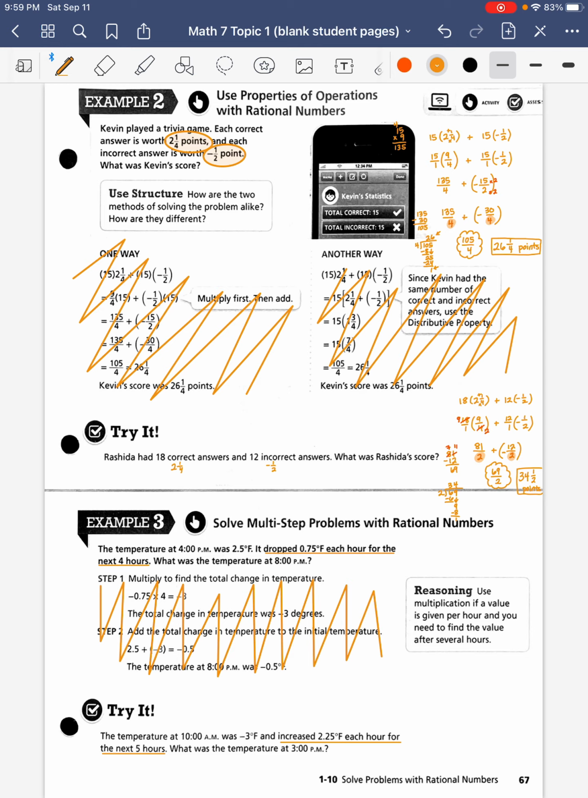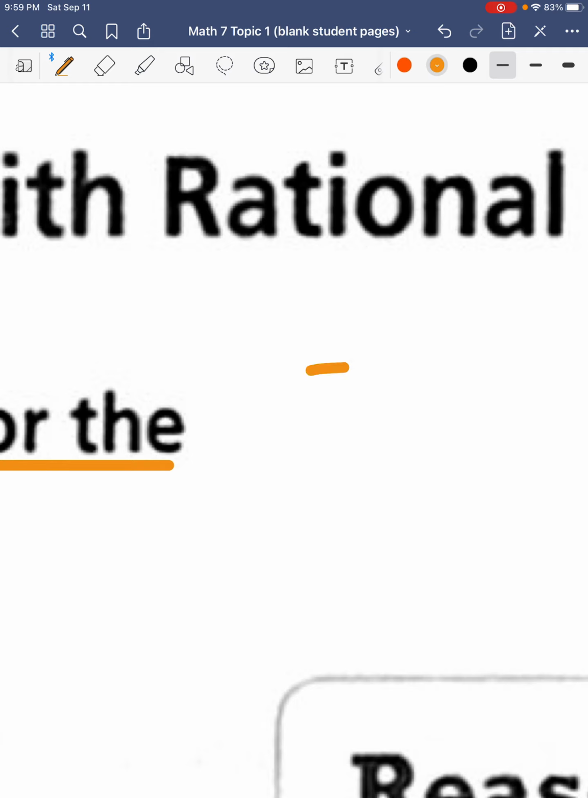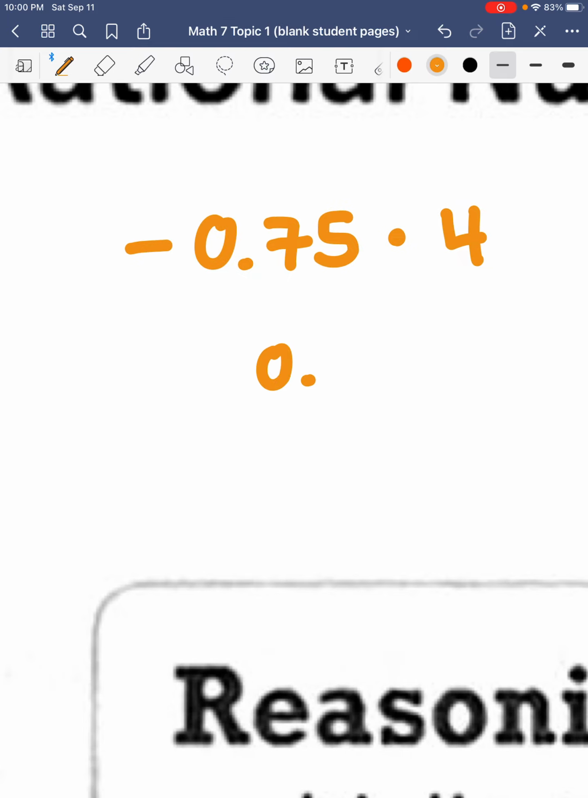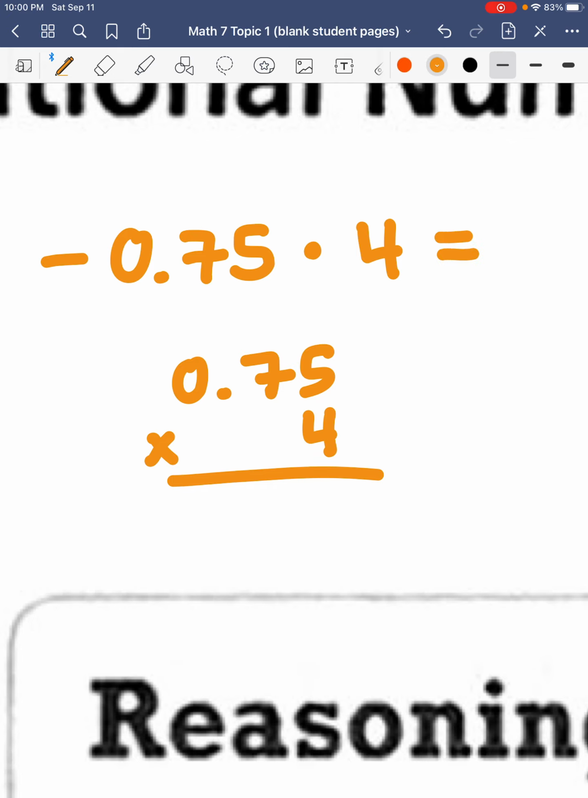So I know it drops 0.75 degrees. So because it's dropping that much, negative 0.75 is the rational number that I'm going to use. And it dropped that amount each hour for the next 4 hours. So I'm going to multiply that times 4. Now, this is one I don't know off the top of my head, so I'm actually going to stack them. So 0.75 times 4. Before I do anything, I do know that my answer is negative because I have 2 different signs. I'm going to go ahead and put that negative sign there.